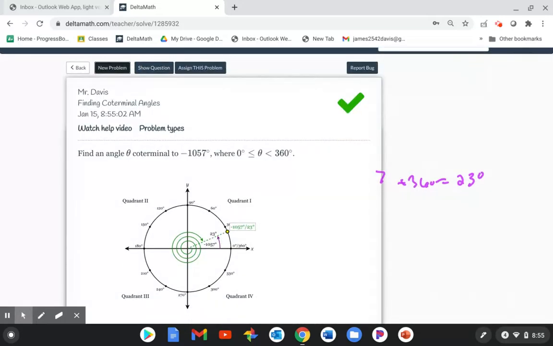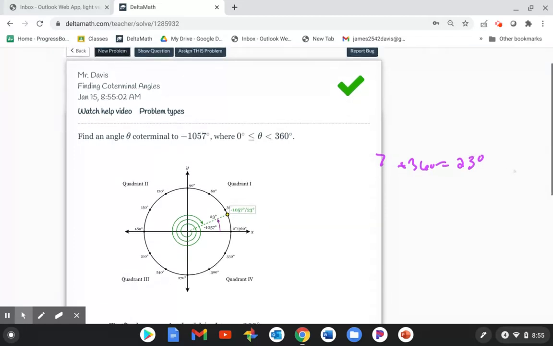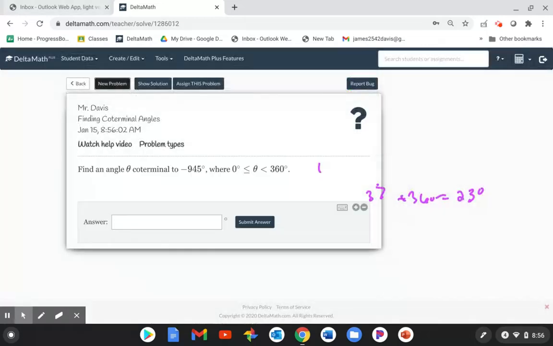And you can see that one went around 3 times, and it went in the clockwise direction because it was negative. So that's all there is to the first section. If it's positive, you're going to subtract multiples of 360. If it's negative, you're going to add multiples of 360. So go ahead and do this one on your own real quick. All right, so if we have negative 945, we're just going to add 360 once, twice, 3 times, and we should get 135.